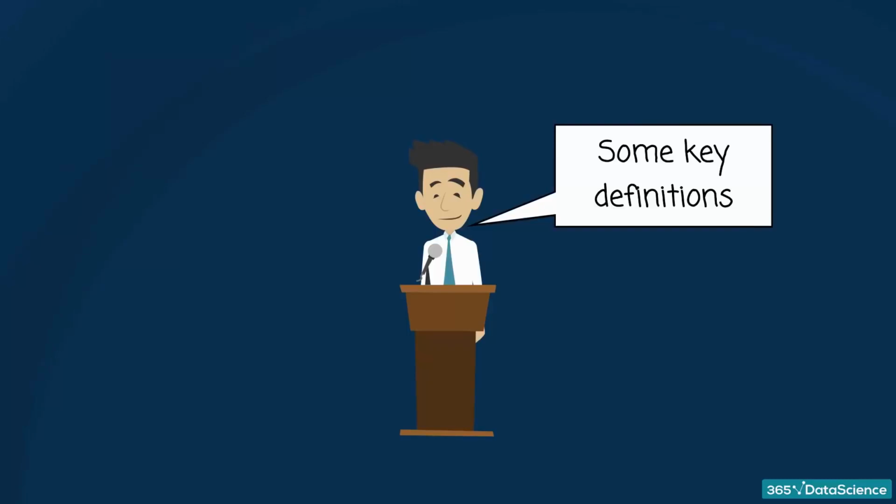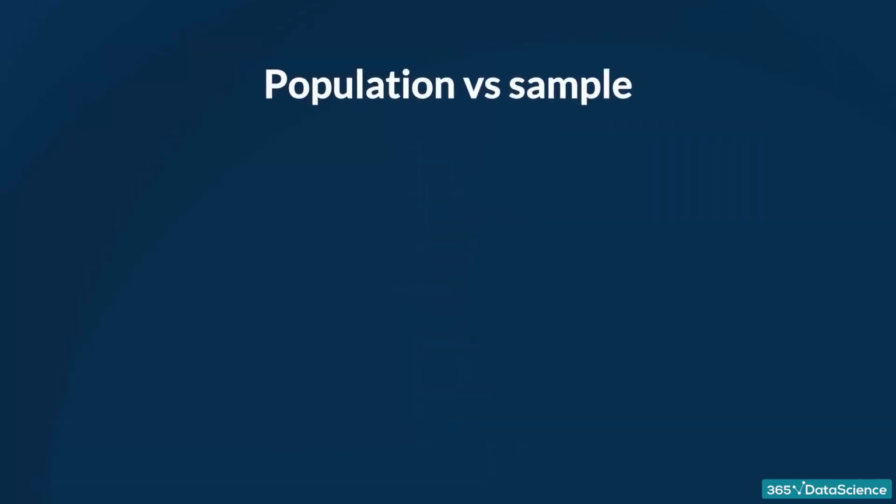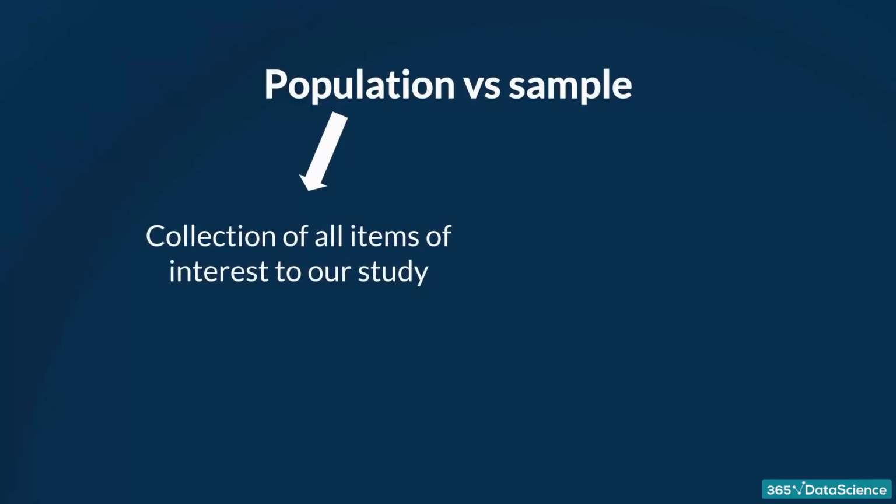The first step of every statistical analysis you will perform is to determine whether the data you are dealing with is a population or a sample. A population is the collection of all items of interest to our study and is usually denoted with an uppercase N. The numbers we've obtained when using a population are called parameters.